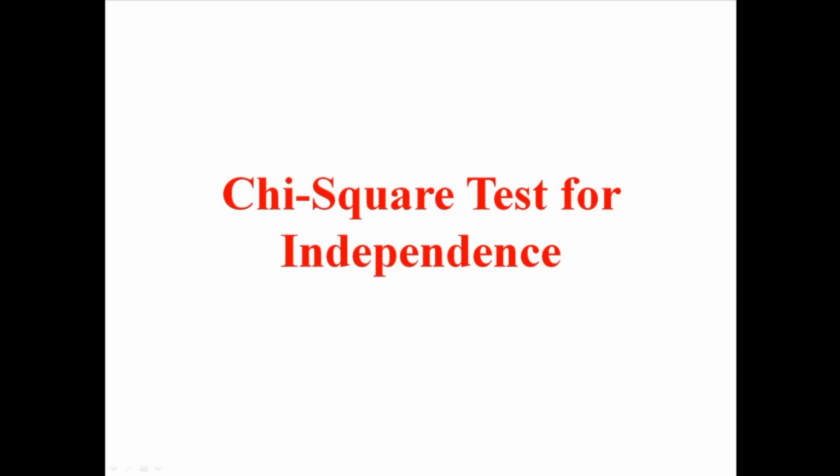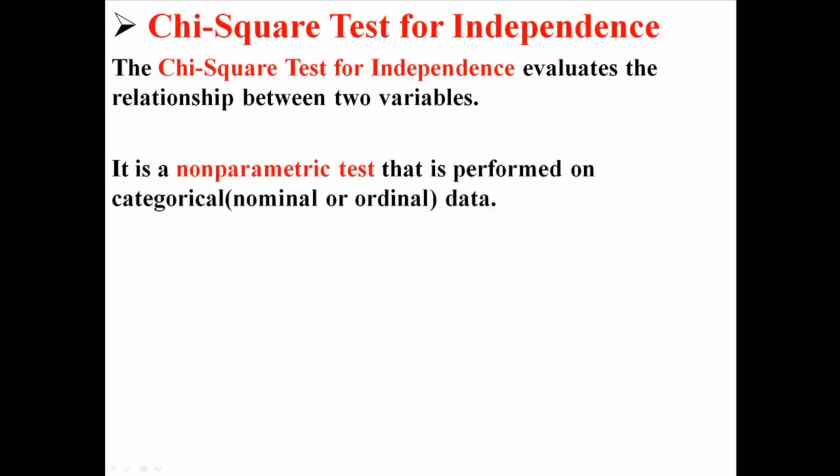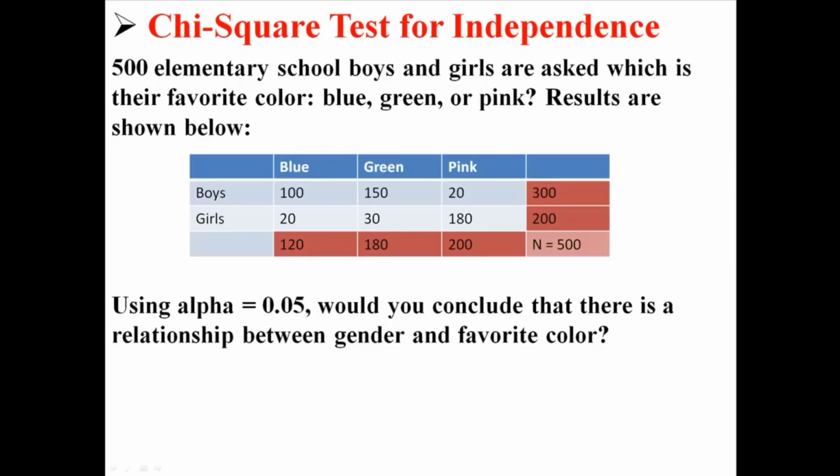Another kind of chi-square test is the chi-square test for independence. The chi-square test for independence evaluates the relationship between two variables. It is a non-parametric test that is performed on categorical data that is measured on a nominal or an ordinal scale. Let's have this example.